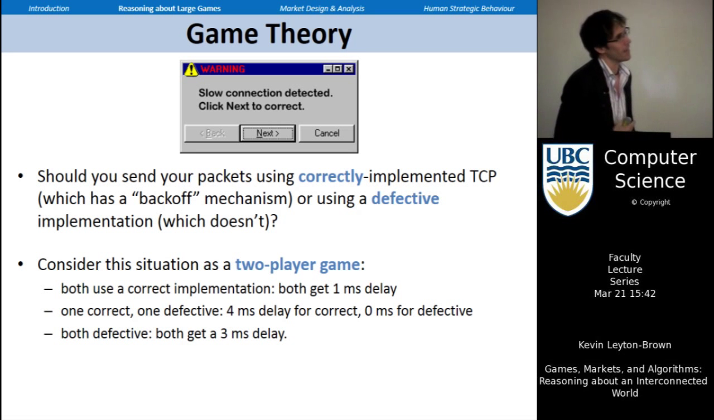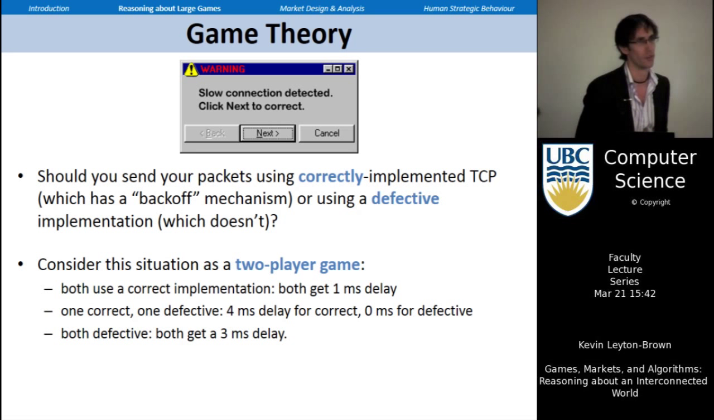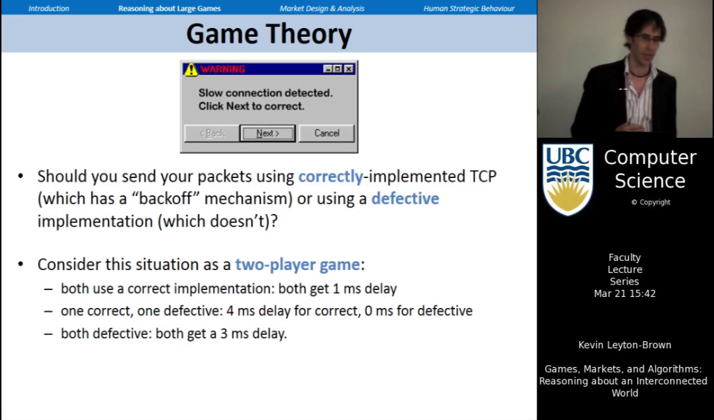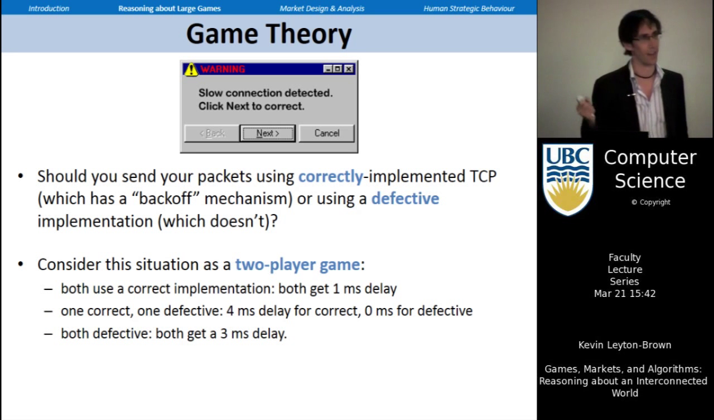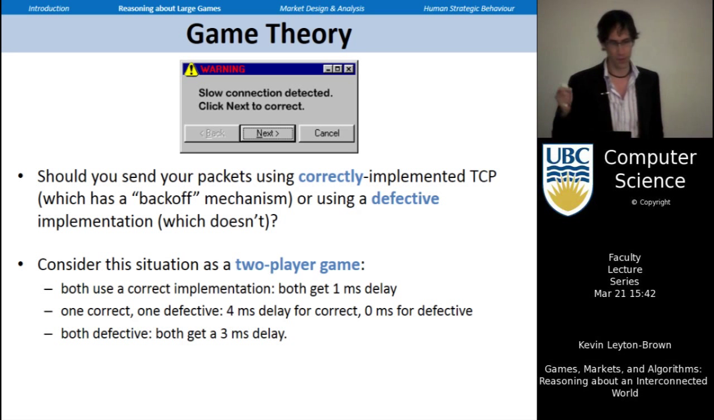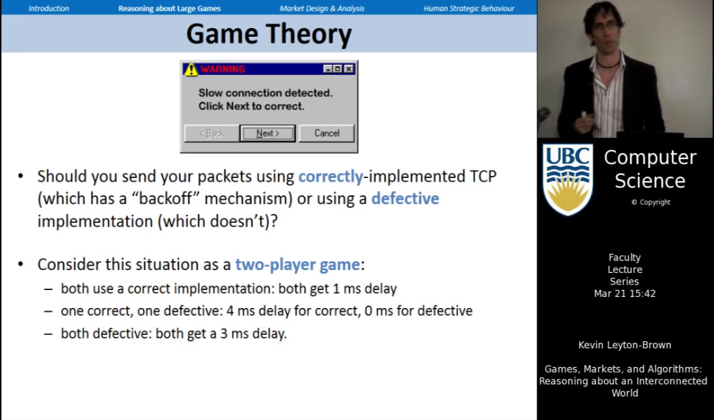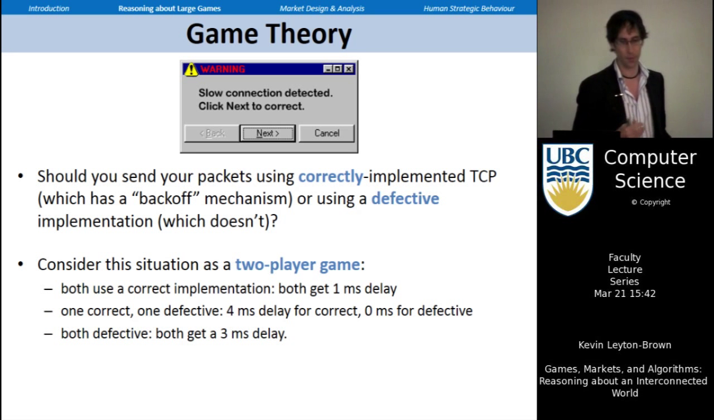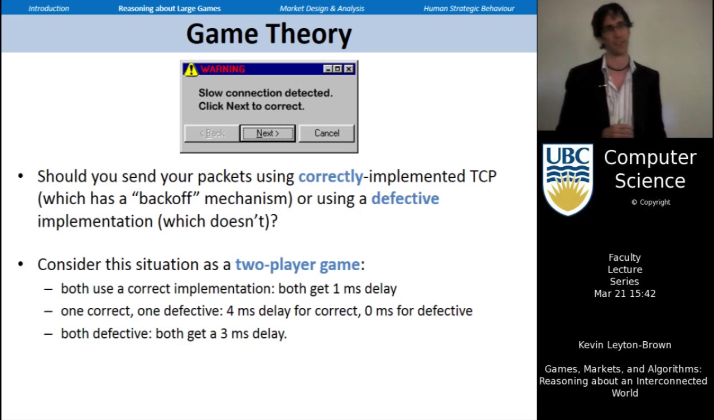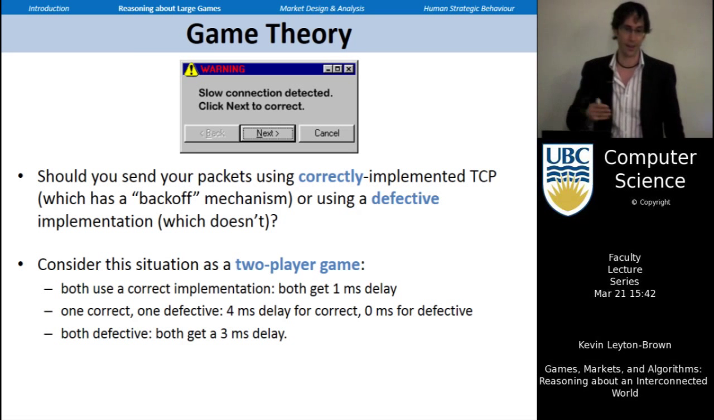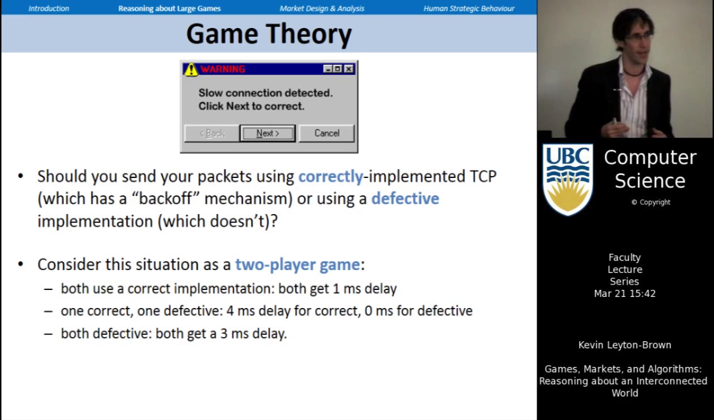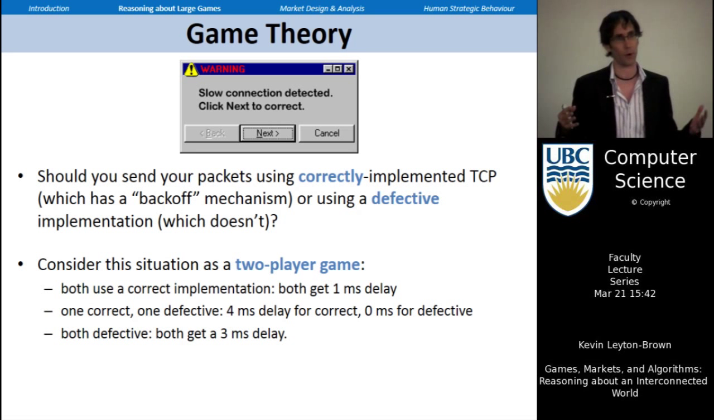So I'll say that if both players use a correct implementation of TCP that really does back off, then let's say they both get a 1 millisecond delay. If one uses a correct implementation and the other hacks TCP, then the person who hacked gets considerably better performance. Let's say they have a negligible delay. Whereas the person with the defective implementation now experiences a much greater delay because they have a small proportion of the packets at a given router. On the other hand, there's a reason why the people who wrote TCP didn't actually do it this way. If everybody was to do this, then the network just gets flooded.